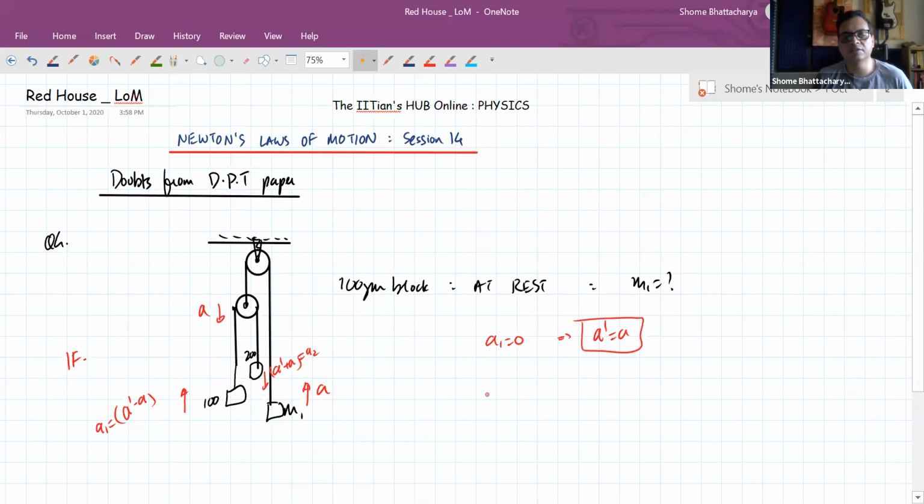So now you just make the FBDs of each one. So for M1, that is the 100-gram block, your equation is, now also if the tension in this string is T, the tension in this other string will become 2T. Remember, it's a massless pulley.